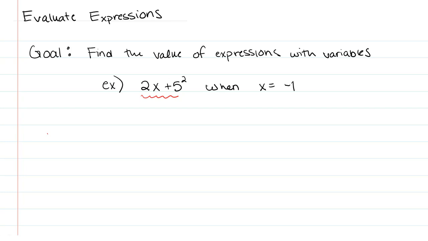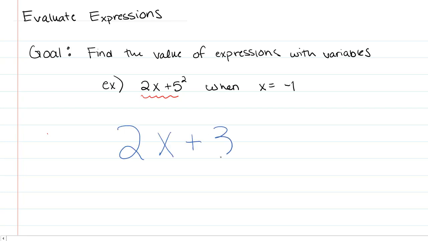Before we start, let's talk about the different parts of an expression. There's 3 vocab words I want us to know. So in 2x plus 3, that's the expression we're going to work with. This 2 has a name, x has a name, and 3 has a name.